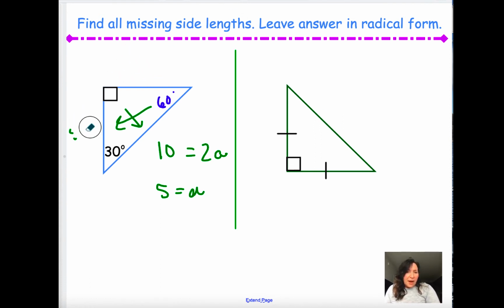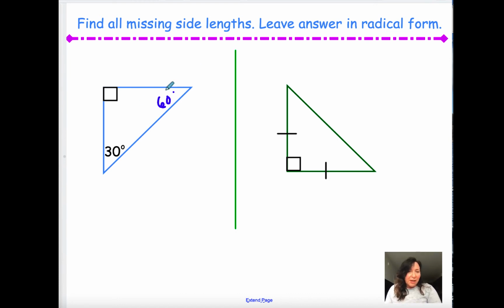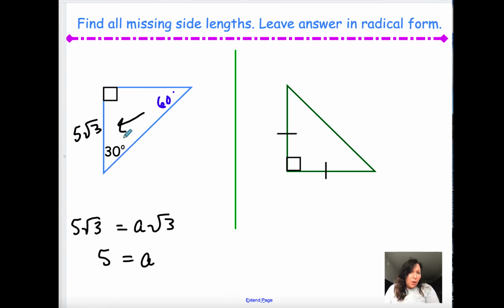Well, let's erase that. And I know you guys can rewind in case you need to see that again. Just watch it again. So let's say now opposite the 60 is 5 root 3. So that would mean 5 root 3 is equal to A root 3, right? And so therefore, A is equal to 5 root 3 divided by root 3, which is just 5. So opposite the 30 is 5. And then opposite the 90 is 5 times 2, because this is 2A, and that would be 10.